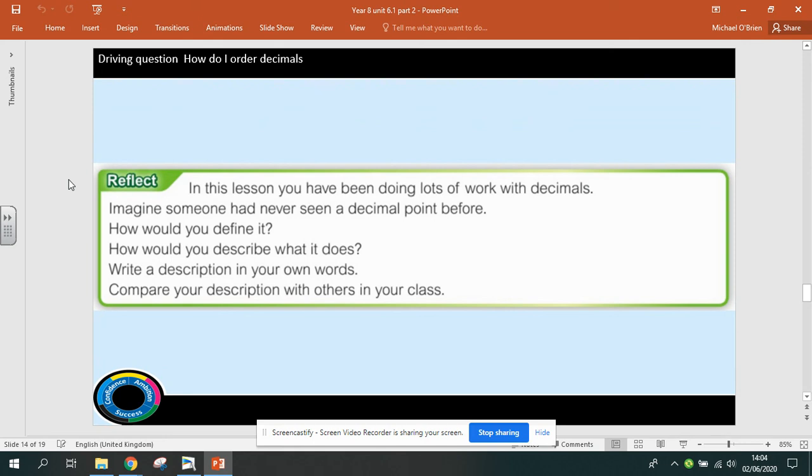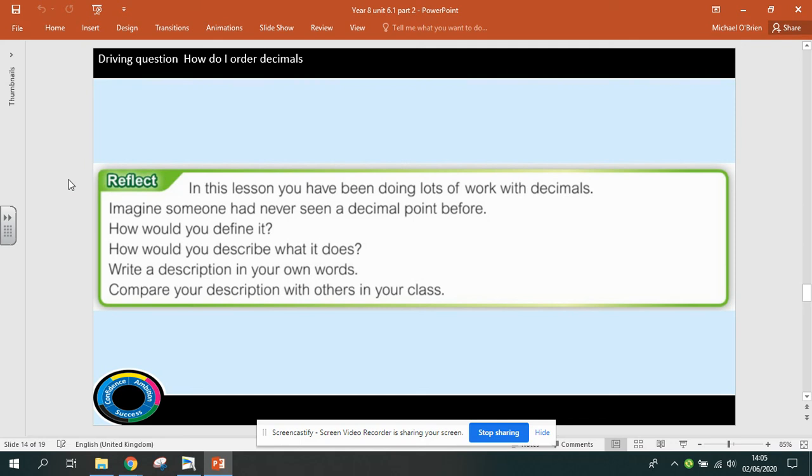And lastly, a reflection. Again, there's nothing really for me to write about this, but in a session, if you're doing lots of work with decimals, imagine someone who'd never seen a decimal point before. They've never done decimals. How would you describe it? Or define it? What is it? What does it do? How would you describe what it does? Write a description in your own words. And obviously we can't do the last bit, which is a shame, because I'd be really interested to see what people have done.